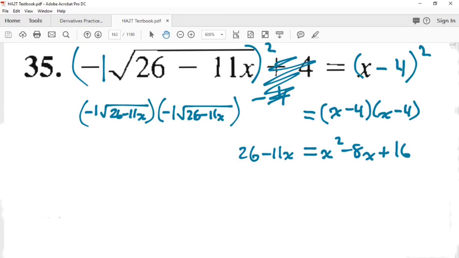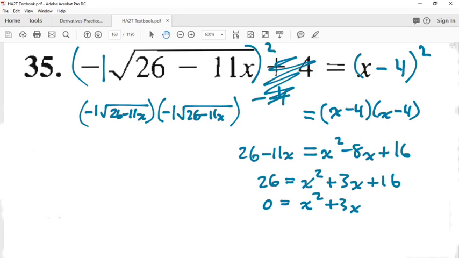Okay, so now we have a quadratic expression. In order to solve a quadratic expression, we have to set it equal to 0 and then solve it. So I'm going to add 11x to both sides. I get x squared plus 3x, and then I have a 16. Then I subtract 26 from both sides. So I get 0 on the left side. I get x squared plus 3x, and then negative 10.